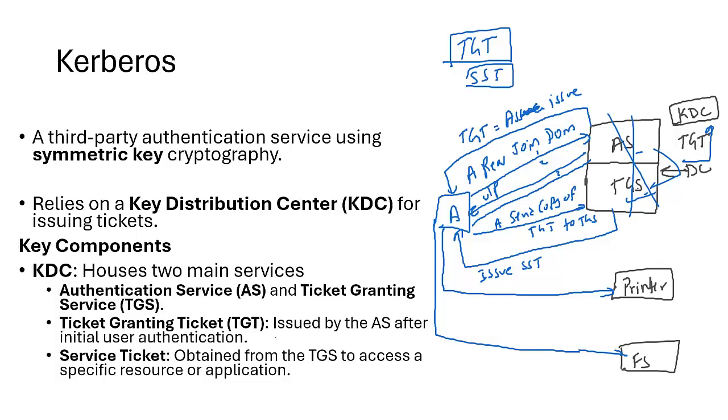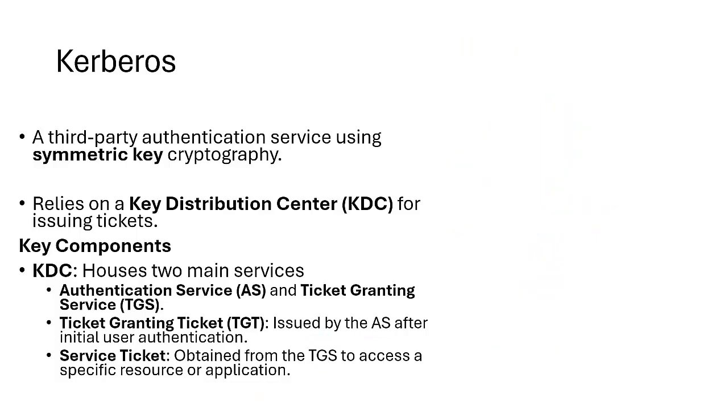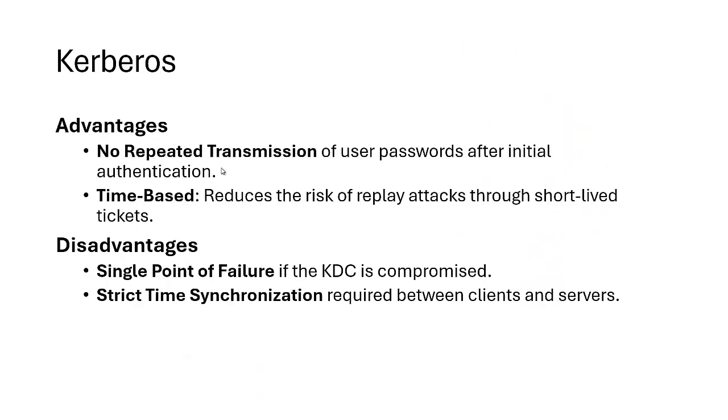So the TGT is issued by the AS after initial user authentication, and service tickets are obtained from a TGS to access a specific resource or application. This is something you need to know from the exam point of view. Is it clear? So the advantage is that there is no repeated transmission of the user password, because once you have the TGT, I don't need to send it again and again. There's a dedicated video I made, SAML Federation Kerberos. I will share it in the description box. You can check that. We also have time-based tickets, so it reduces the risk of replay attack because we are not sending a password, we're sending a ticket.